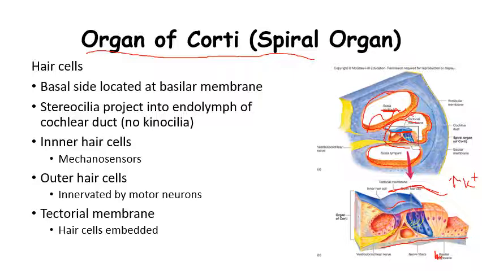Attached to the basilar membrane are these outer hair cells and these inner hair cells. The actual sensory organs are the inner hair cells, and there will be a row of them across here, and there will be 3 rows of these outer hair cells. We'll see what their function is, but the actual sensory cells that are going to respond to the sound waves, to the vibrations, are going to be the inner hair cells. And they are embedded in this tectoral membrane.